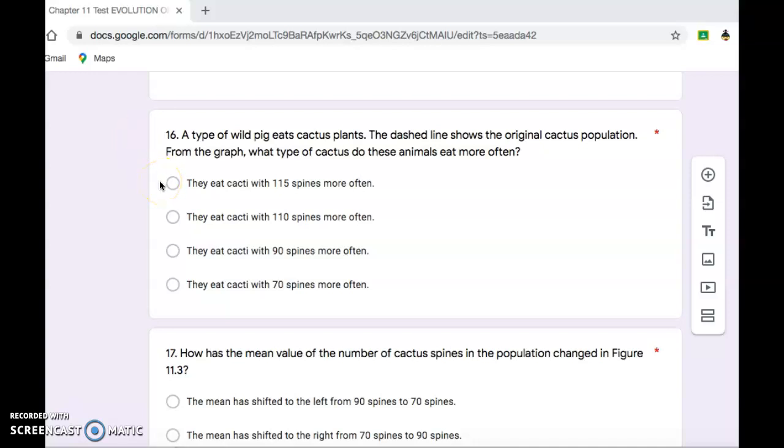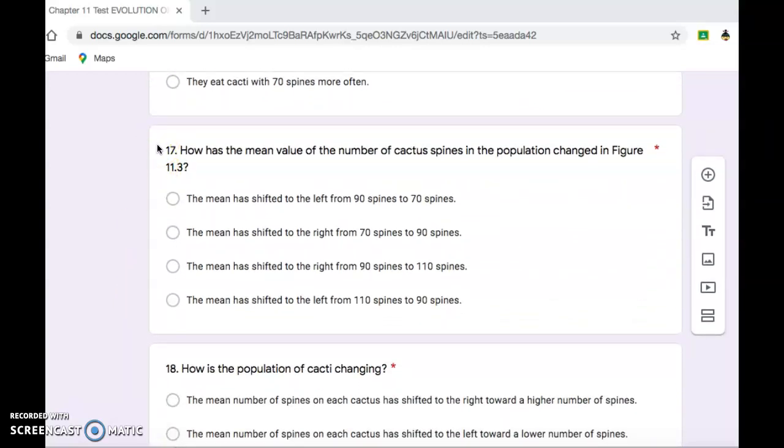They eat cacti with 115 spines more often. They eat cacti with 110 spines more often. They eat cacti with 90 spines more often. Or they eat cacti with 70 spines more often.